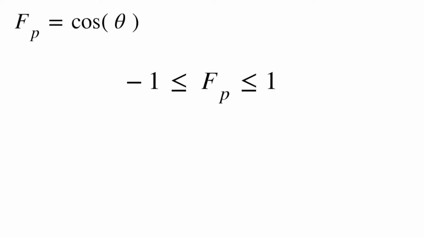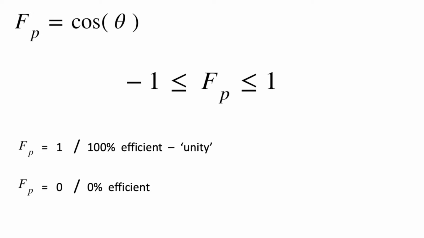So straight away we can see that the power factor will vary anywhere between -1 and +1, because it is described as a cosine function. If a circuit has a power factor of 1, which we call unity, then that circuit is 100% efficient, whereas if a circuit has a power factor of 0, it has 0% efficiency.